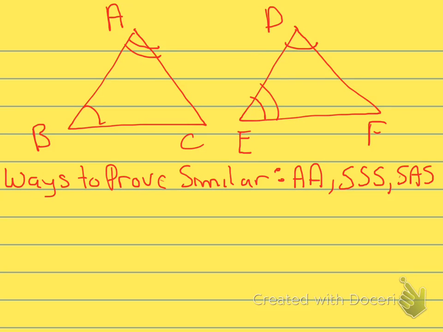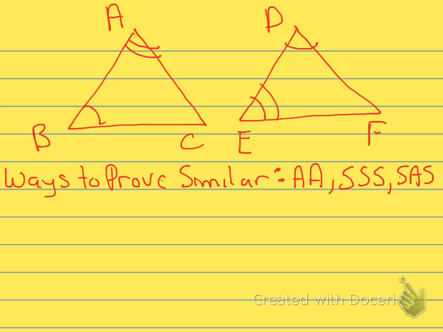In the previous video, we saw that there are three ways to prove two triangles similar: angle-angle, side-side-side, or side-angle-side. So we're going to look at some examples, try to determine if the triangles are similar or not, and in the last two cases, use that information to find some missing side lengths.